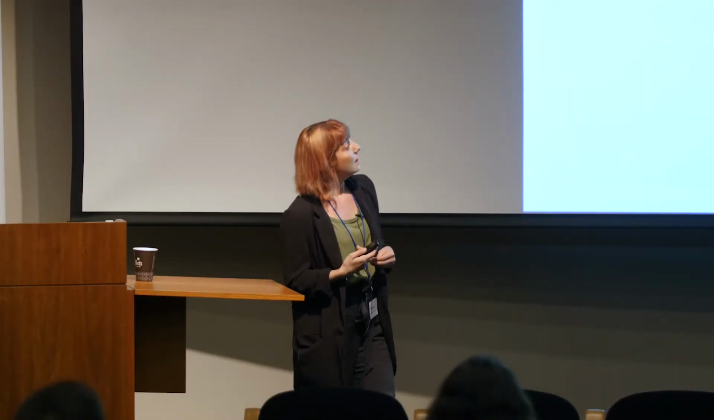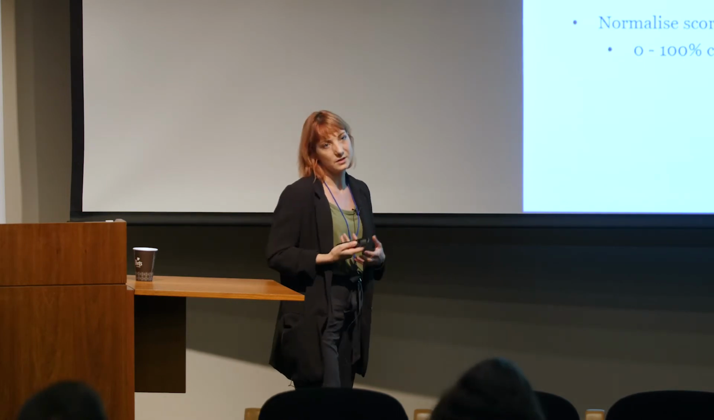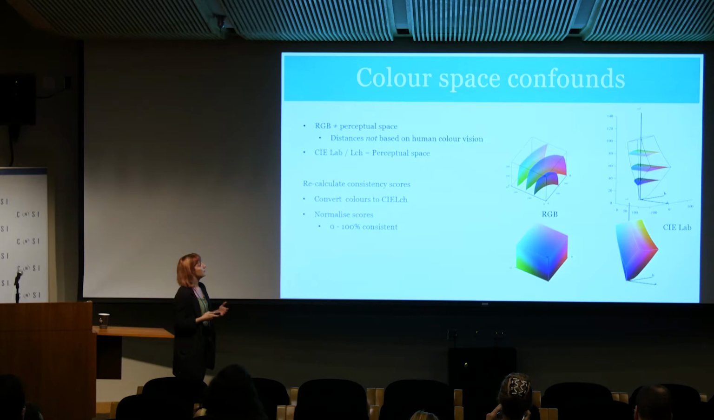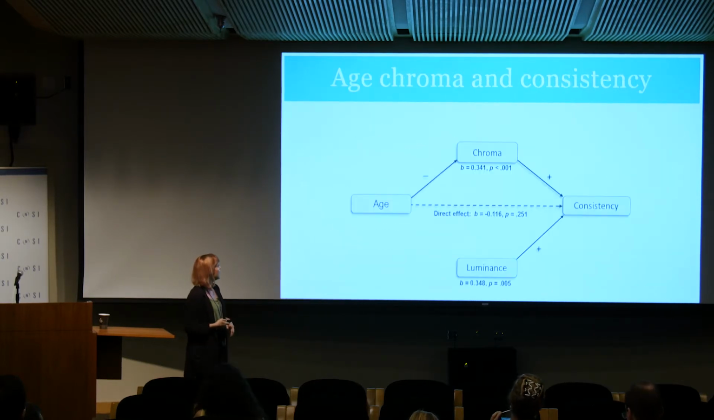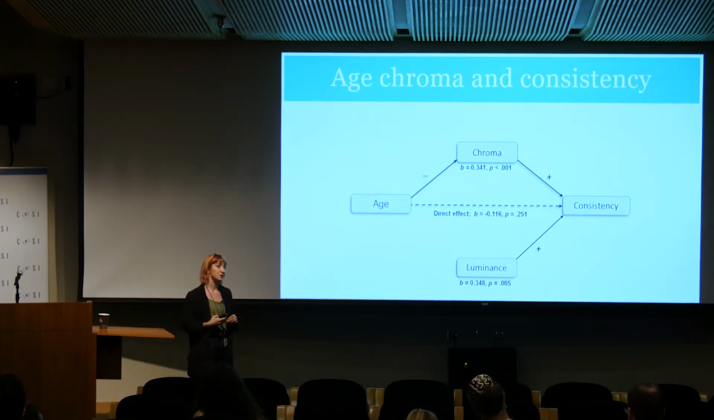So what we did was we recalculated our consistency scores and used the delta E distance, that's perceptual. We normalized them so we could get an easy to interpret consistency score from 0 consistent to 100% consistent. So for this particular test, larger scores mean higher consistency, and entered everything into a multiple regression with Chroma as a mediator between the relationship between age and consistency.